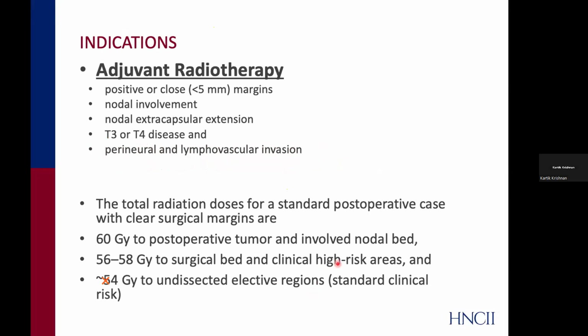The general doses given in an adjuvant setting are 60 grays to the postoperative tumor and involvement, that is your CTV, clinical target volume. Then 56 to 58 grays to your surgical bed and clinical high risk area, that's your planning PTV, planning target volume. And 54 grays to your undissected areas and to your nodal basin. So these are generally the doses given after a surgery is done.